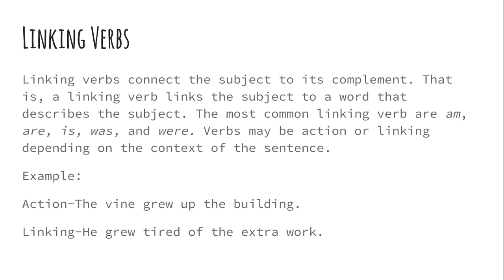So, for example, in these two sentences, the verb grew is the verb in both sentences. However, in the first sentence, the vine grew up the building, the verb grew is an action verb. The vine is doing an action. It is growing up the building. In the second example, he grew tired of the extra work, grew is a linking verb. It links the subject to a word that describes the subject.